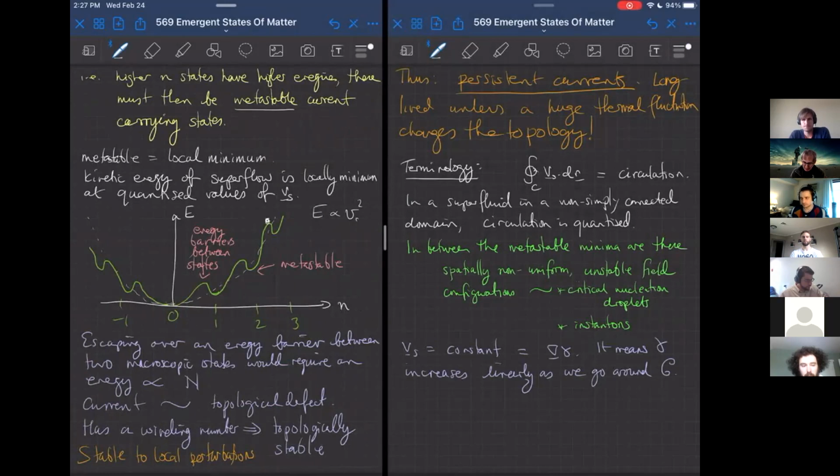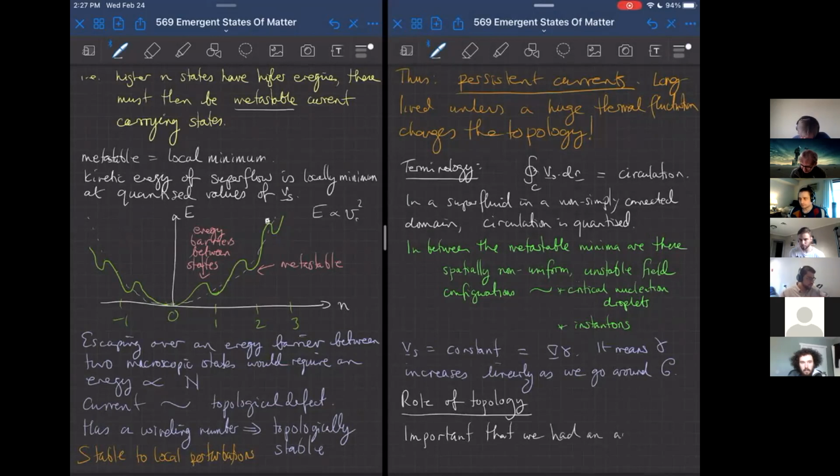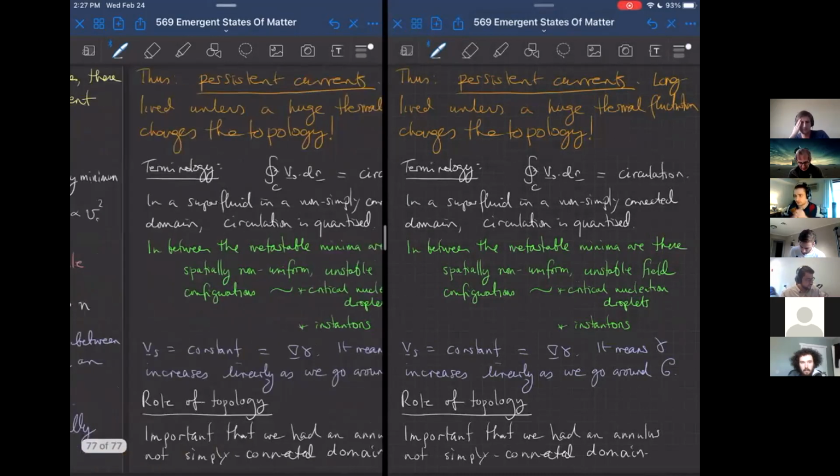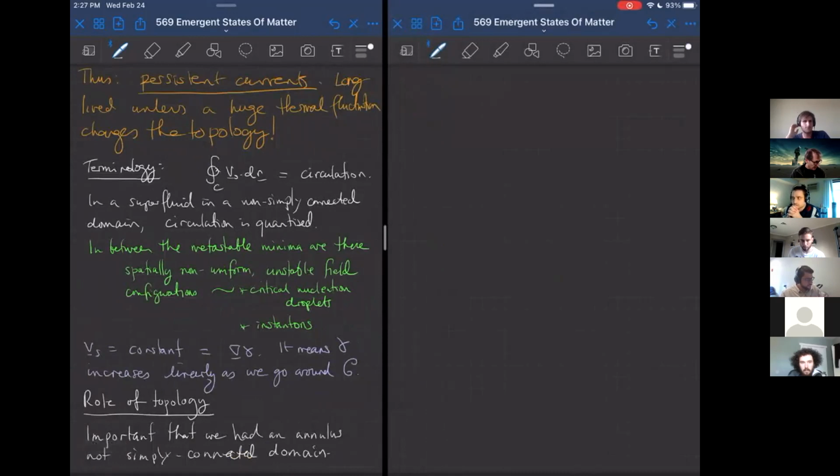Okay, so let's move on. I want to finish this section by talking about the role of topology. It was very critical in this discussion that we had an annulus, and not a simply connected domain. So let's quickly see why that is.